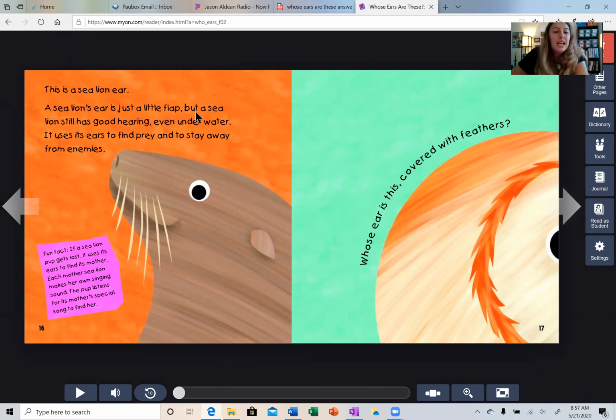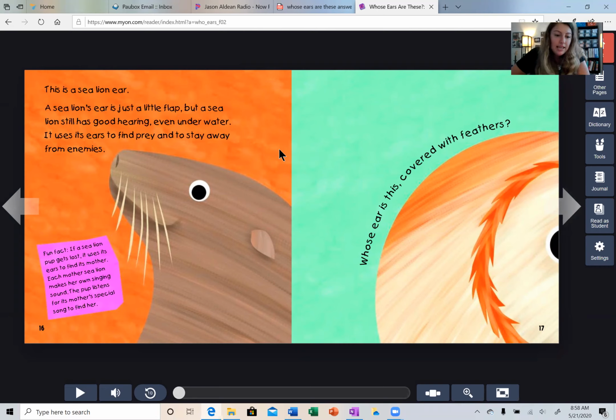That's cool. A sea lion's ear is just a little flap, but a sea lion still has good hearing, even underwater. It uses its ears to find prey and to stay away from enemies. Let's read our fun fact.